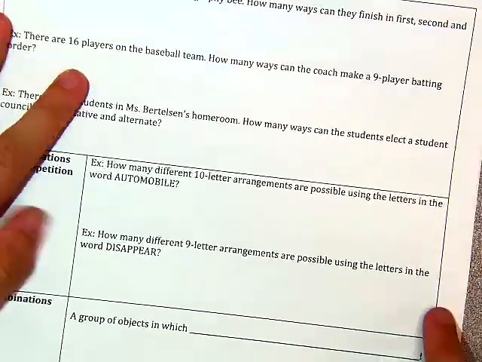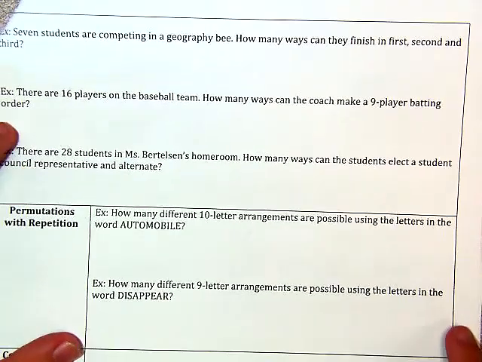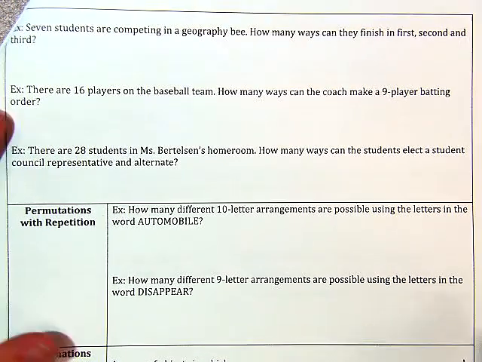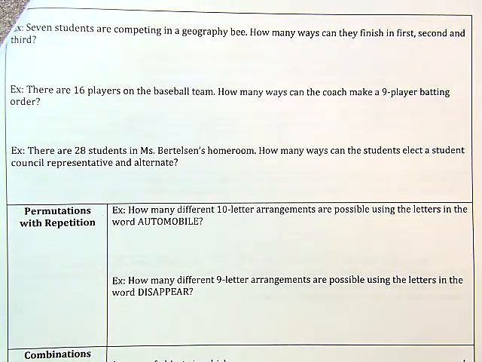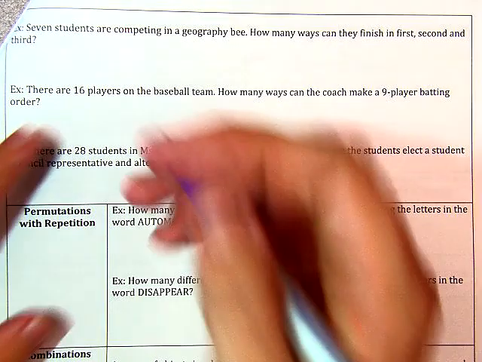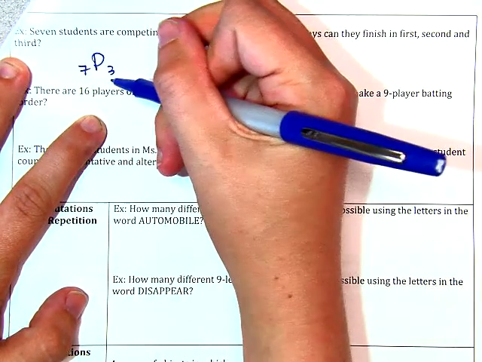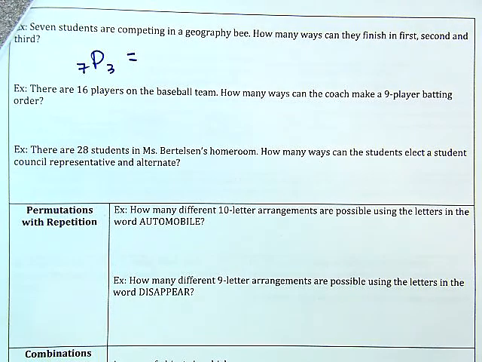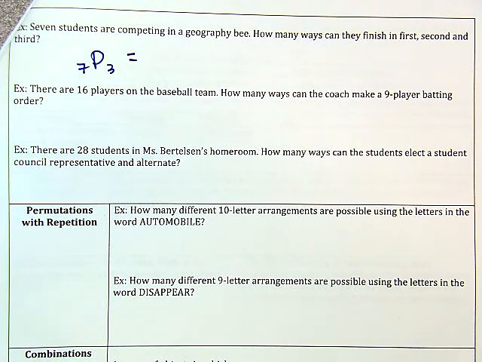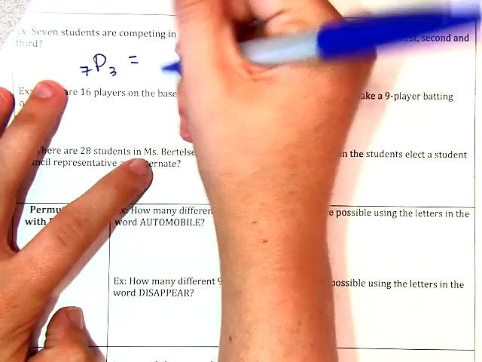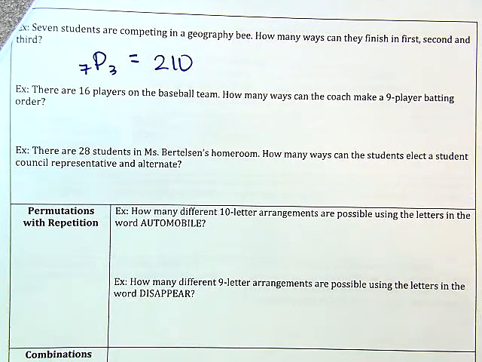7 students are competing in a geography bee. How many ways can they come in first, second, and third? It's different who gets first, who gets second, who gets third. The order matters here. So I'm doing 7P3 because there are 3 places. Again, you just plug that into your calculator. 7P3 gives me 210.